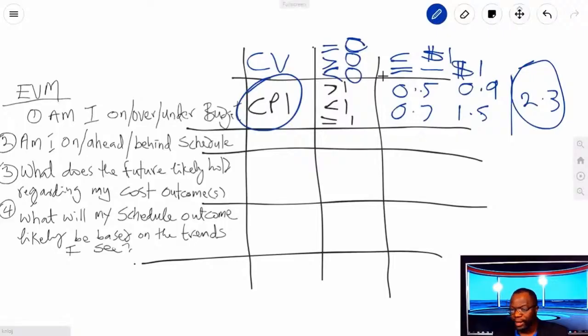All right? Now, do you guys have any questions I can answer on CV and CPI before I go to the next topic? Do you have any concerns about CPI? Does it make sense? What about CV?